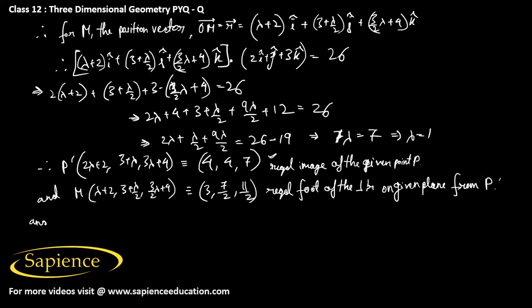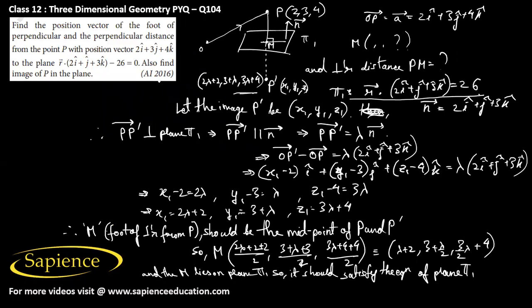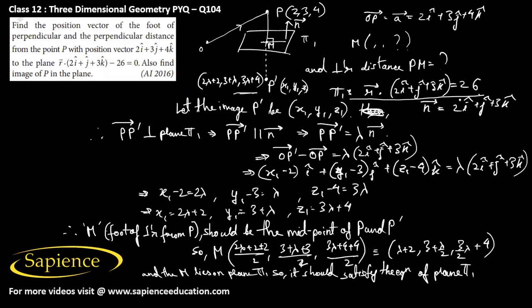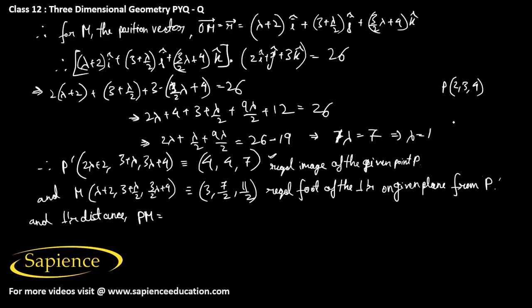and the perpendicular distance, that is the length PM. Point P is 2, 3, 4, and point M is 3, 7 by 2, 11 by 2. So this distance we have to find.